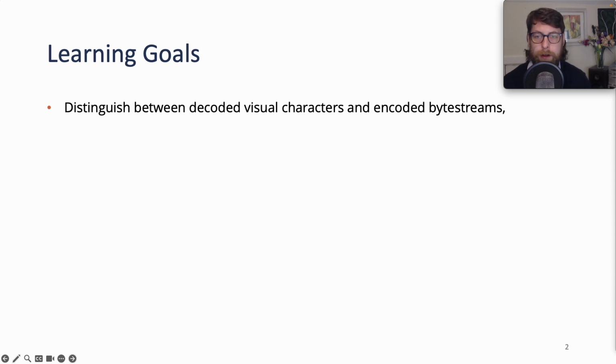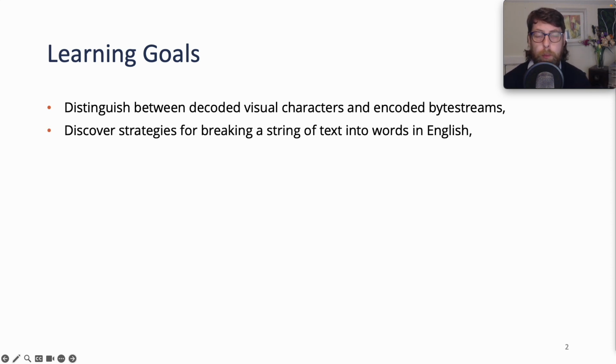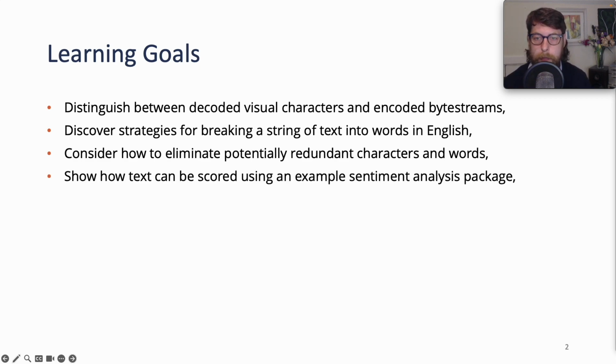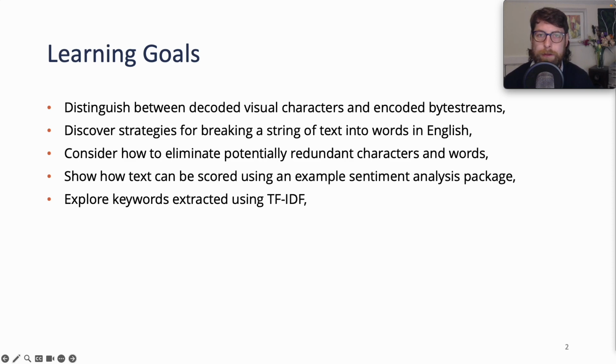So the learning goals for today are, first, some simple ones, more in terms of the difference between language and text. Then, once we have text, thinking about how to break up text into words or tokens. We want to be able to eliminate potentially redundant characters or words. We want to show how text can be scored using a sentiment analysis package, and we're going to use Vader for that here. We're going to want to explore keywords extracted using TF-IDF. TF-IDF is a pretty old technique right now, but it's still very effective for extracting the most distinctive words within a large corpus.